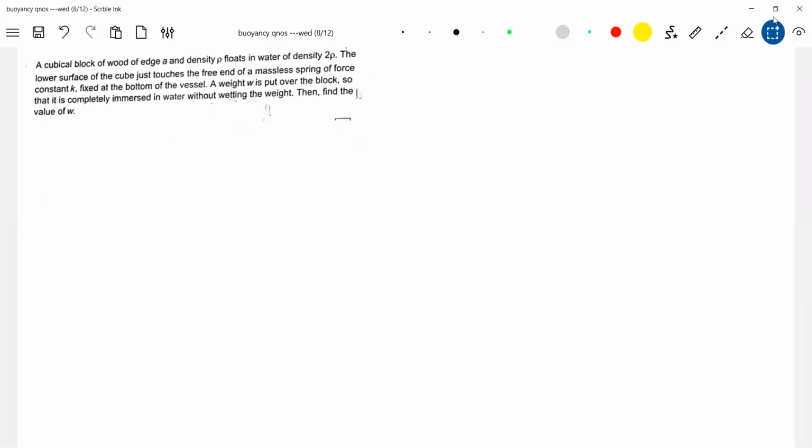A cube floats in water of density 2 rho. The lower surface of the cube just touches the free end of a massless spring of force constant K. A weight W is put over the block so that it is completely immersed in water without wetting the weight. Then find the value of W. I think yesterday we did this. Once again, let me revise it.